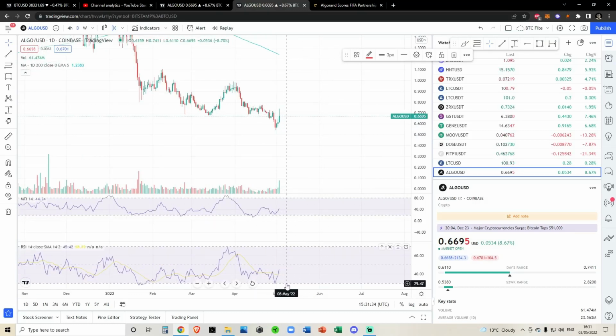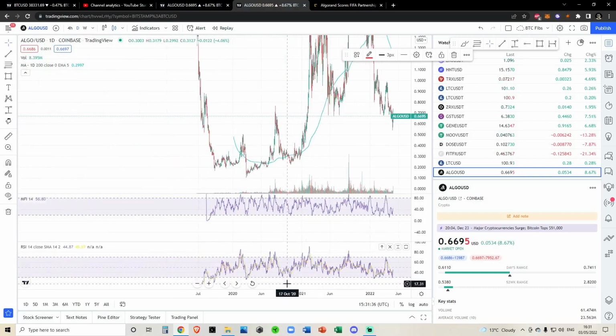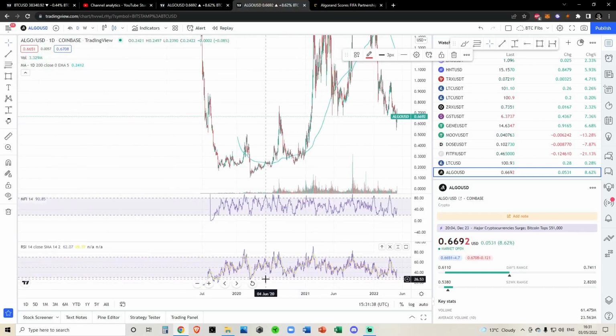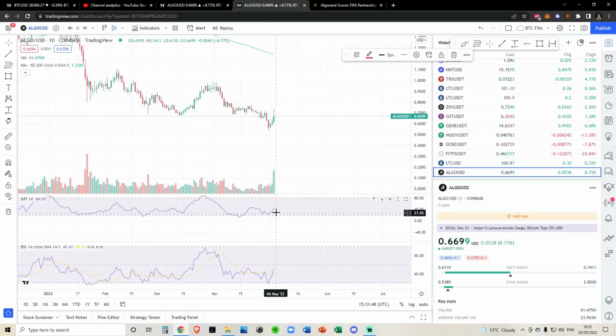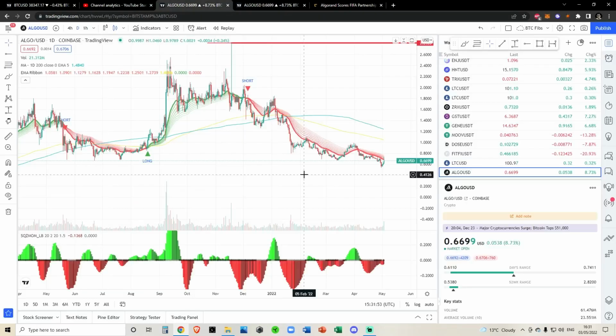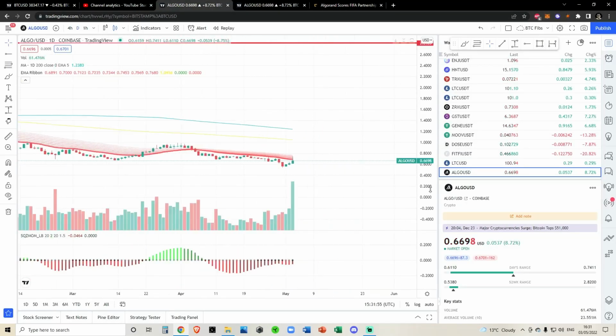Looking at the relative strength index, we came down to 30. Zooming out, we've only been below this level twice. So this region that we're at right now, Algorand definitely seems to want to get out of this region for multiple reasons. The volume is looking good. You're basically extremely oversold at this point, and the news, in my opinion, is going to allow Algorand to pump out of this range.